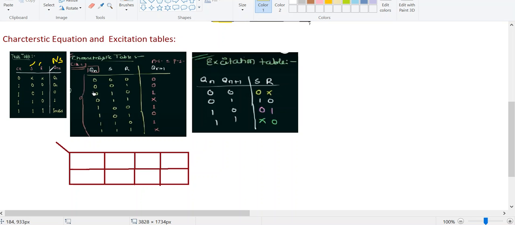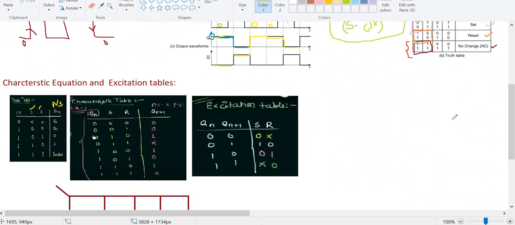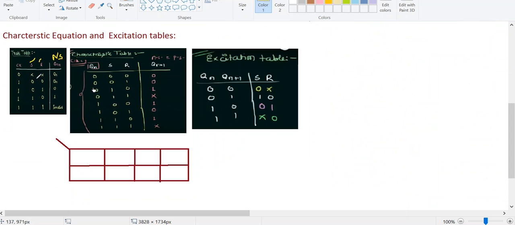Here the SR flip-flop characteristic and excitation tables can be derived by using the basic truth table of the SR flip-flop. This was already explained here. 0 0 means no change, 0 1 means reset, 1 0 means set, and 1 1 means intermediate, don't care. From this truth table we can derive the characteristic table. The excitation table is derived from this characteristic table. So first we'll derive the characteristic table.